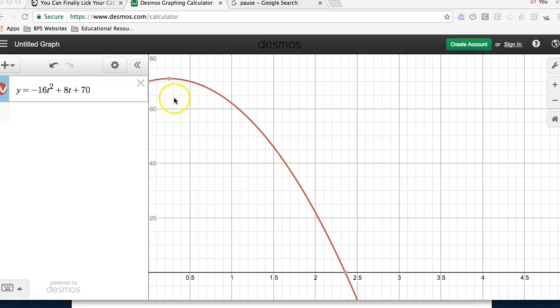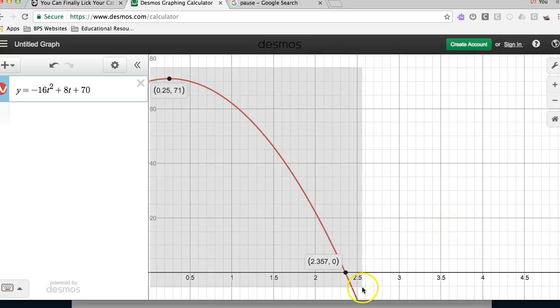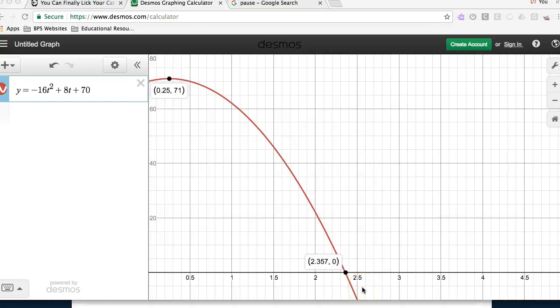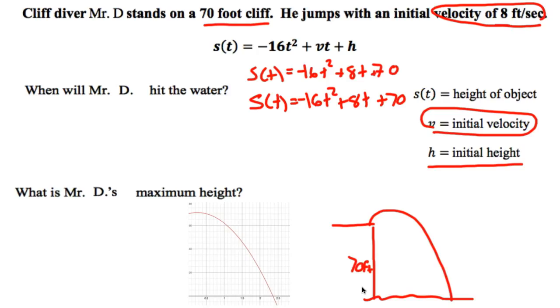Alright, so I'm going back to Desmos. I click here. That gives me the maximum. That gives me one of the solutions. Let me take a picture of this bad boy. Bring it back. Alright, so when will I hit the water?